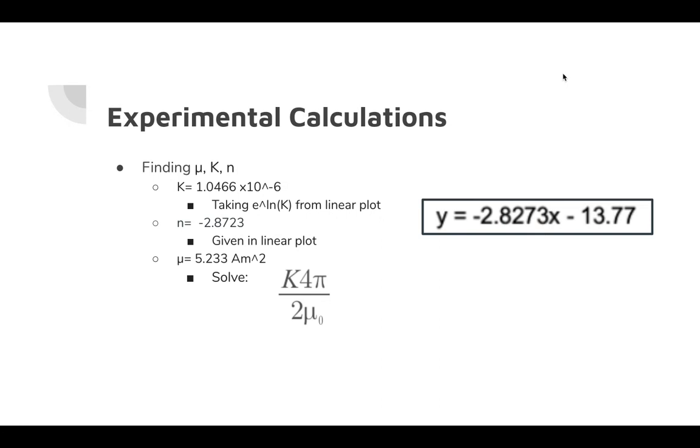Some experimental calculations: I found k, n, and mu. I found k by doing e to the ln of k from the linear plot, that is 13.77, and that gives a k of 1.0466 times 10 to the negative 6. Then n is just the slope of the linear plot, which is negative 2.8723, and I found mu by solving k for pi divided by 2 mu naught, which I found to be 5.233.